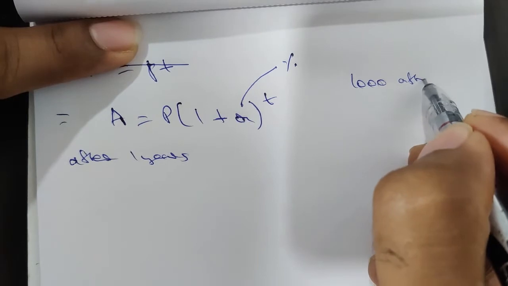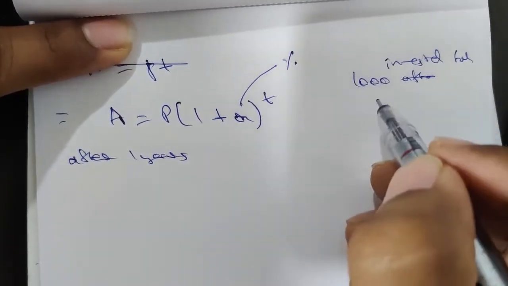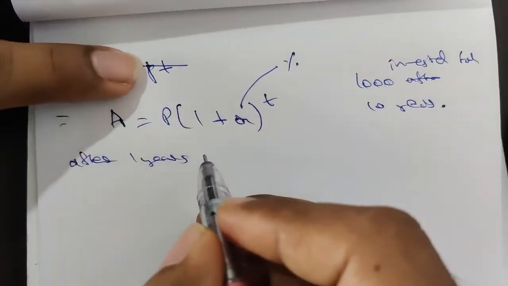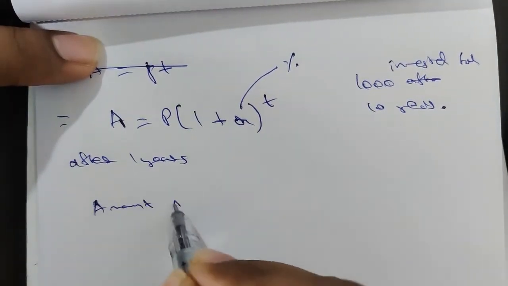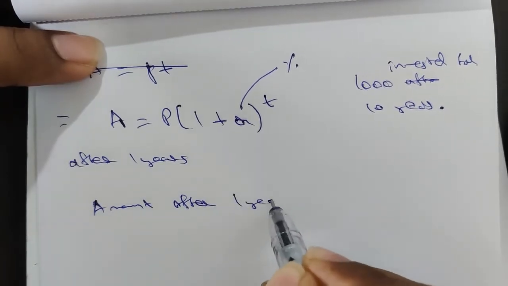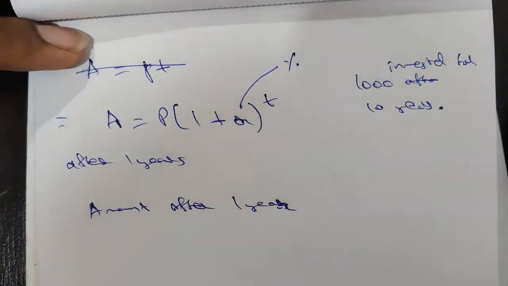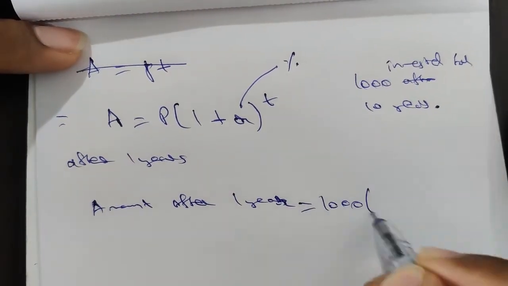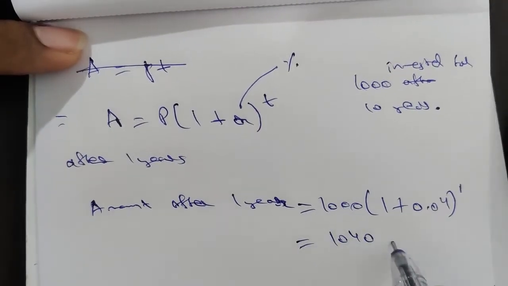1000 invested for 10 years. So amount after 1 year, what would it be? 1000 invested at 4%, interest would be 40, and the amount after 1 year would be 1040. So let's put it in the formula. 1000 times (1 plus 0.04) to the power 1 comes to 1040.